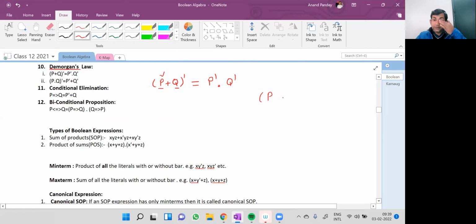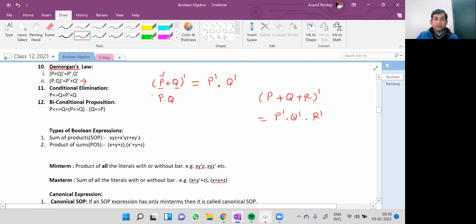If you have three propositions like this, (P + Q + R) whole dash, then the complement of the first term, plus will be dot, the complement of the second term, plus will be dot, the complement of the third term, like this. Plus will be converted to dot, and dot will be converted to plus. That is the second law.